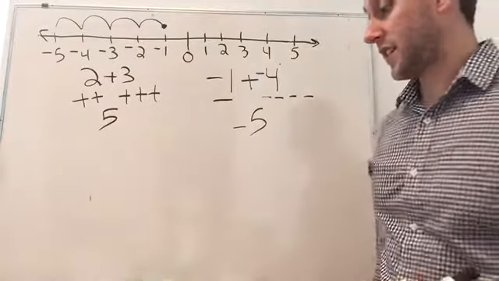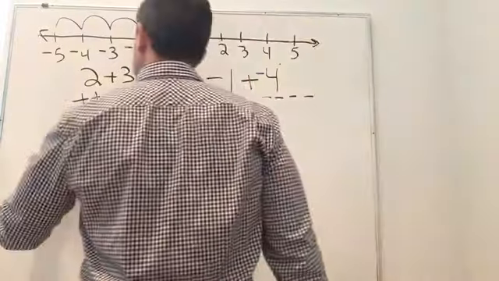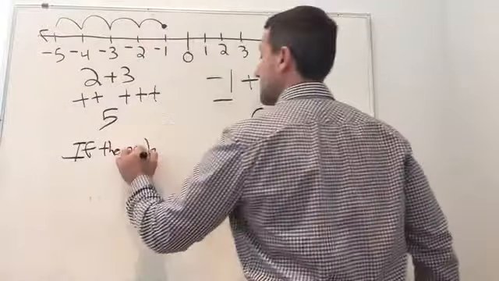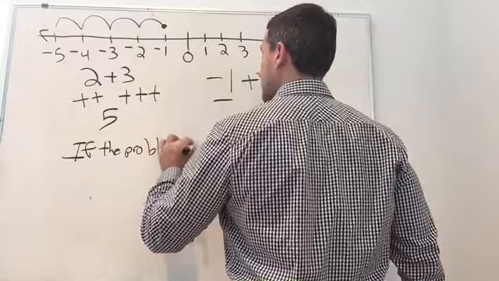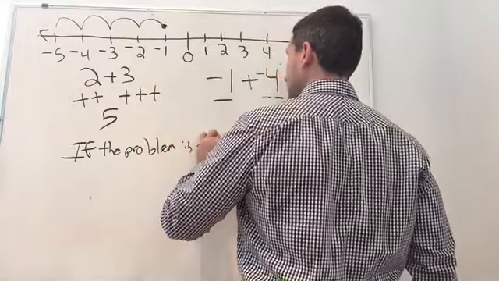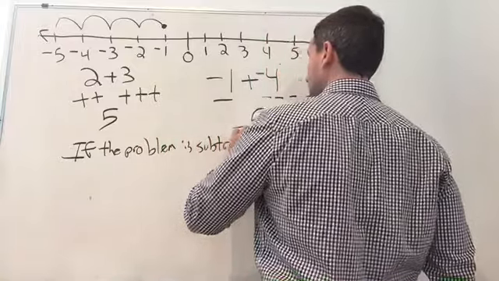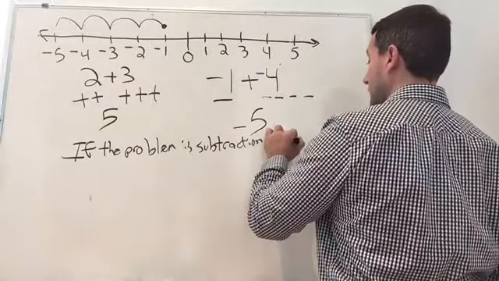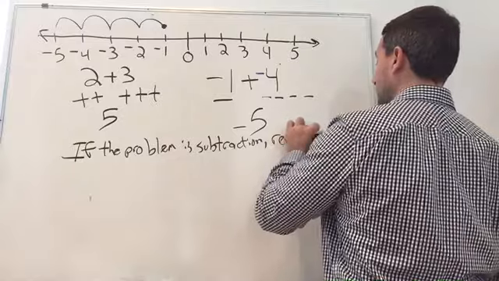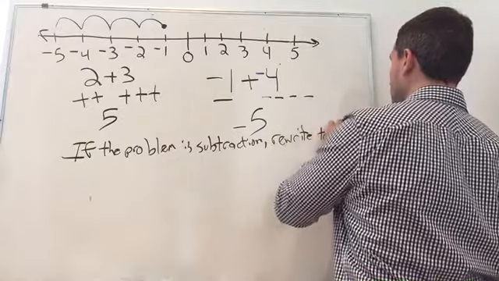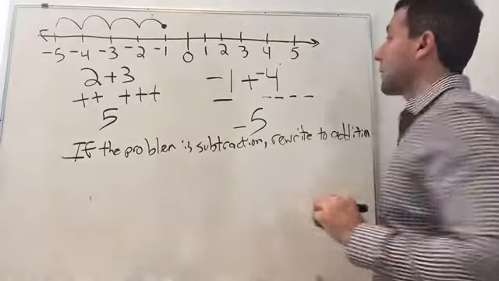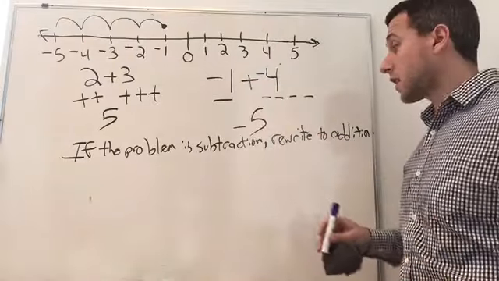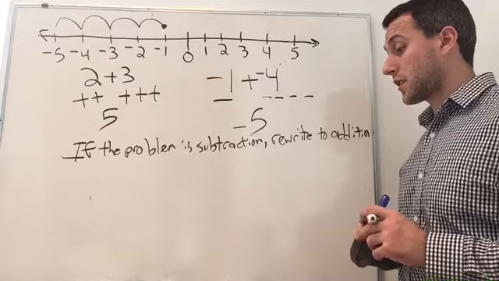Okay, that next line in your notes. If the problem is subtraction, rewrite it to addition. I want to do that every single time. Most of the time that's going to mean what we did there. Change subtraction to a plus negative, but not always. But most of the time that's what we're going to do, right?